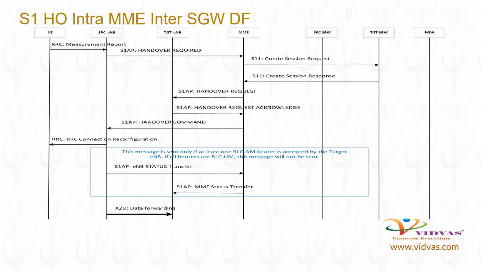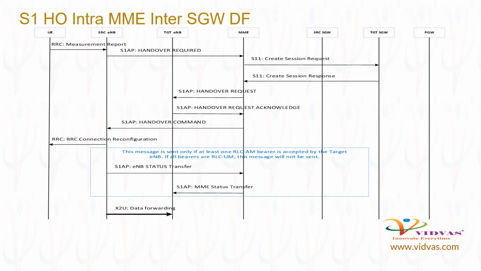MME sends S1 AP handover command to source ENB. Source ENB sends RRC connection reconfiguration message to UE, indicating to camp onto target ENB. S1 AP ENB status transfer is sent by source ENB to MME, only if at least one RLC-AM bearer is accepted by the target ENB. If all bearers are RLC-UM, S1 AP ENB status message will not be sent. MME sends S1 AP MME status transfer to target ENB.